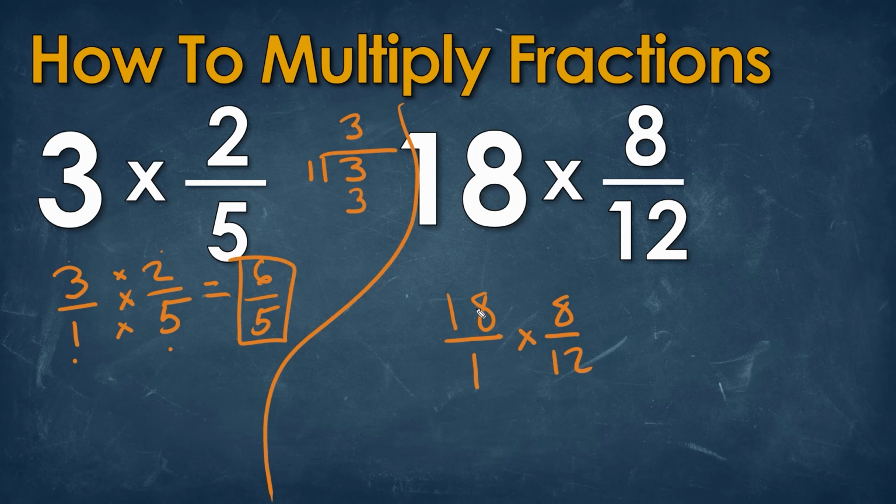Since we're multiplying across, I can simplify this fraction on the right first, and I know that 8 can be divided by 4, and so can 12 be divided by 4. So what we would end up having is 18 over 1 times 8 divided by 4 would be 2, 12 divided by 4 would be 3, and so we can even simplify this more.